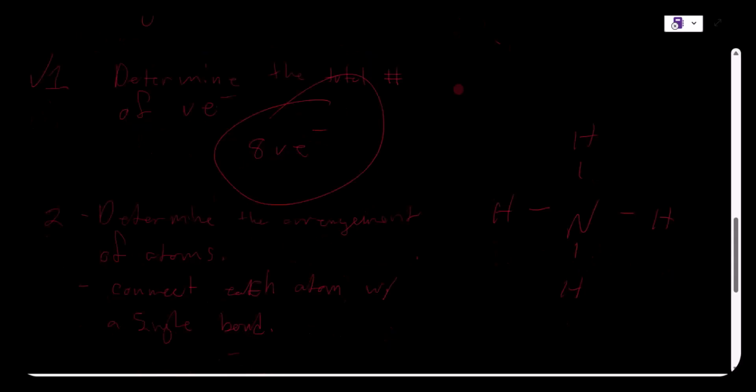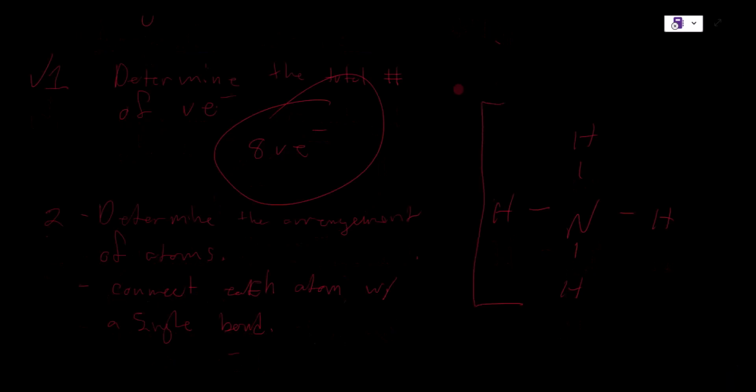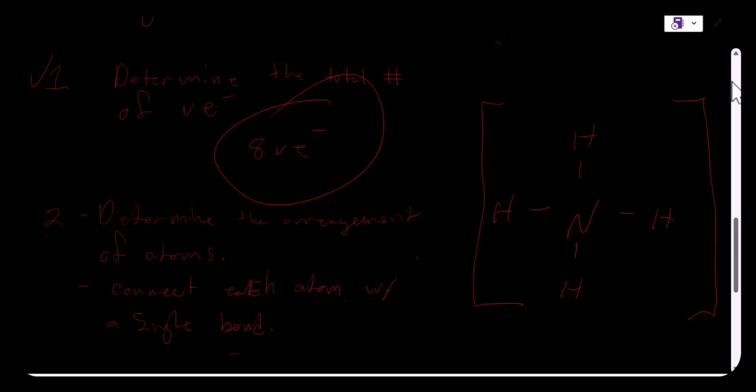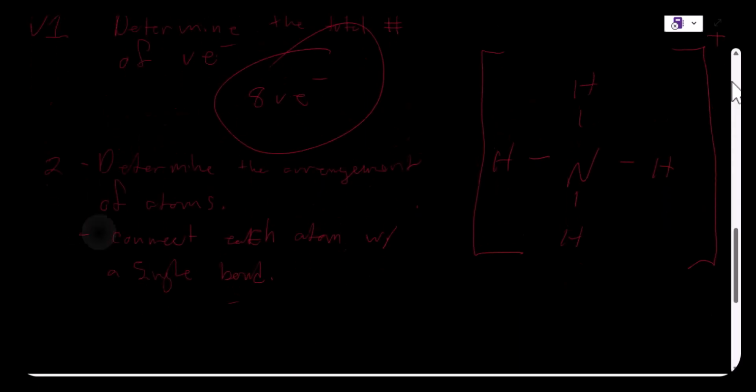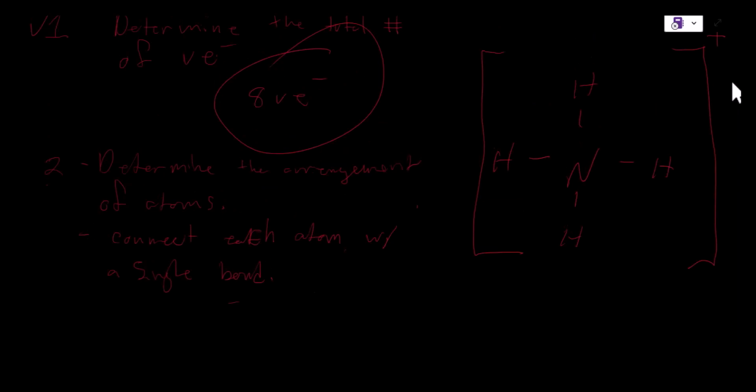And to account for the positive charge, put brackets around the structure and put a positive charge on the upper right hand corner. So at this point, we don't have to go on to step 3 because the requirements are satisfied for the Lewis structure.